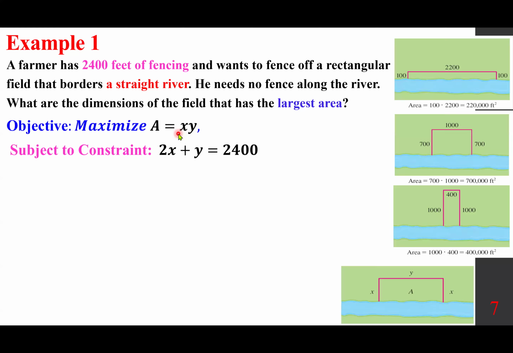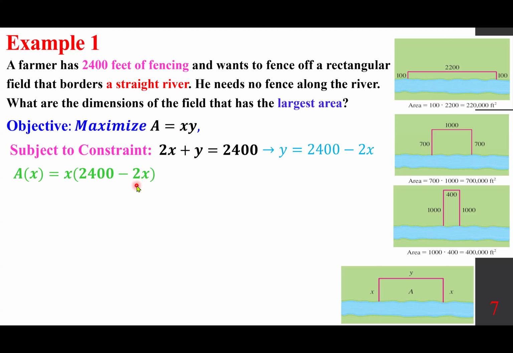A is a function of two variables, x and y, subject to the constraint 2x plus y equals 2,400. We are going to use this and solve for one of the variables. Obviously, we're going to solve for y. And if we replace the y with that, now A becomes a function of one variable, namely x. So we're going to write A of x is x times (2,400 minus 2x).